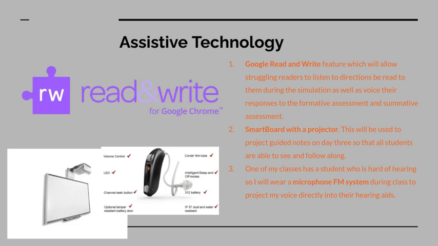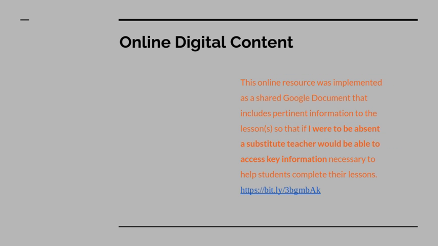Some of the assistive technologies: Google Read and Write. Our school always uses Google Read and Write, so that will be available to them when using the PhET simulation, taking notes, filling out the vocab, taking a Google Forms quiz, and working on the summative assessment. The smartboard with a projector amplifies what I have on my computer screen so that all students can see. And I do have a student who is hard of hearing, so I will be using my microphone FM system during class.